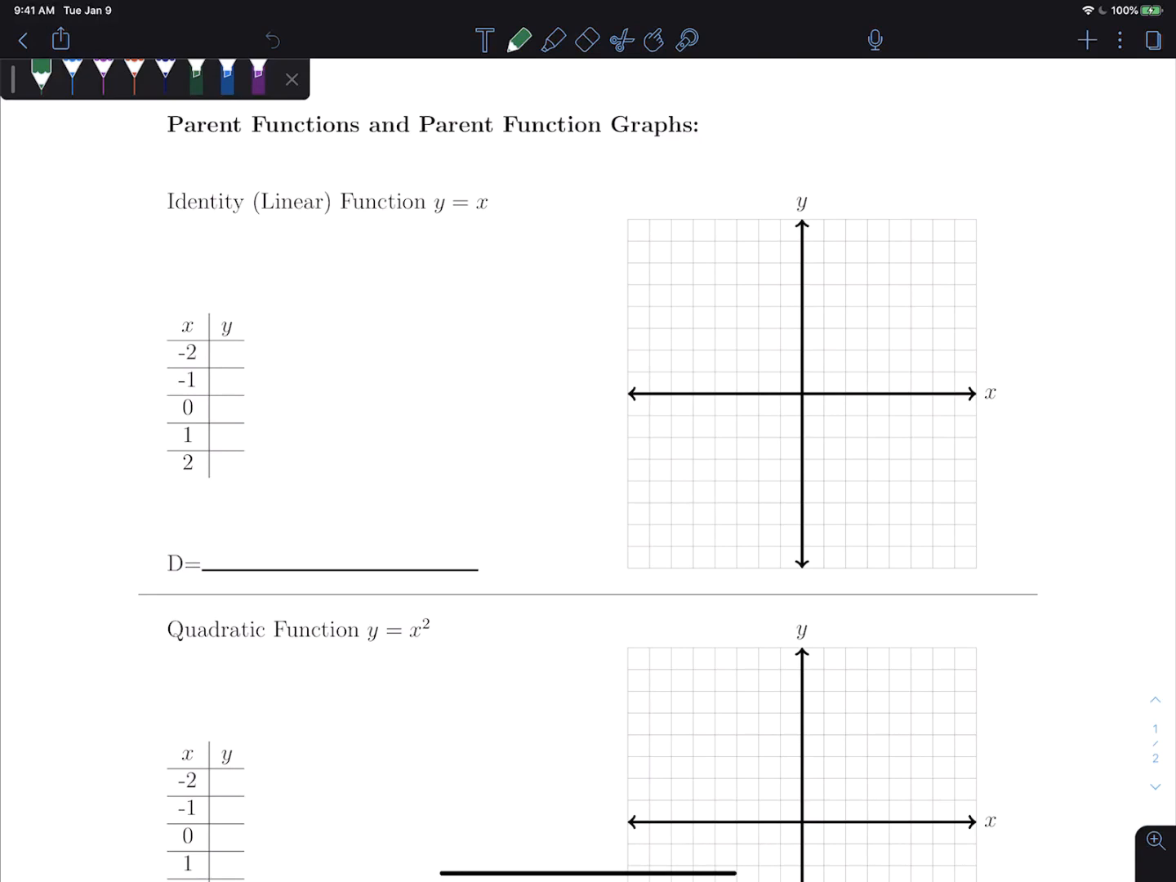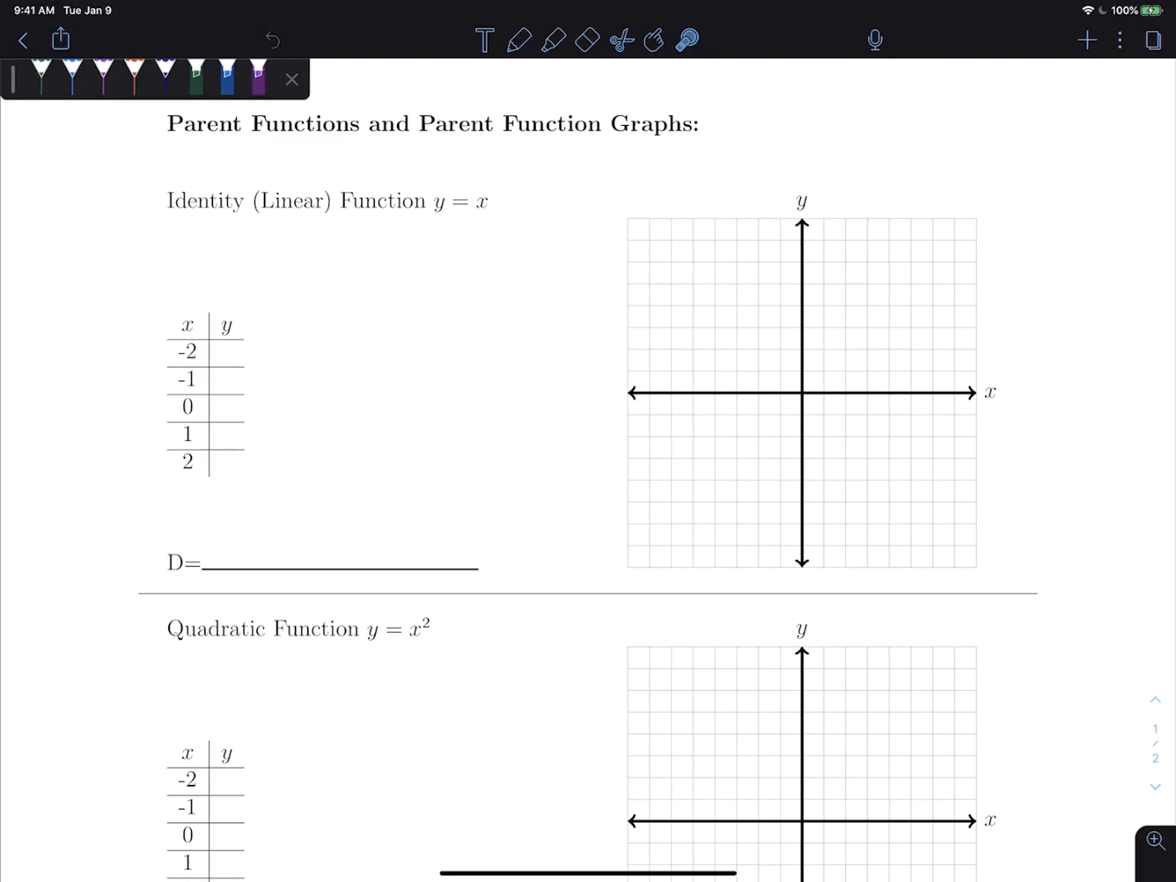Hello. In this video, we're going to start looking at parent functions and their corresponding graphs. Now, all a parent function is, is the simplest form of a function that retains the overall basic shape of the function that we're looking at. So the first type that we're looking at here is the identity or the linear function.